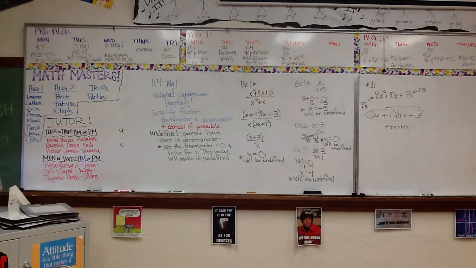But then we crossed 2 out, because if we put 2 back in here, look at your denominators. 2 minus 2 is 0. That can't work. I can never do that.